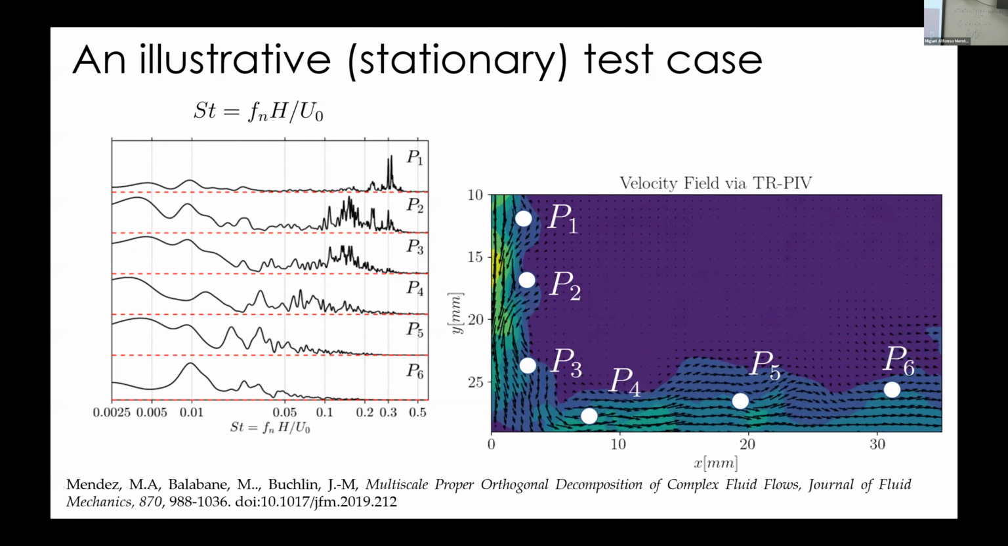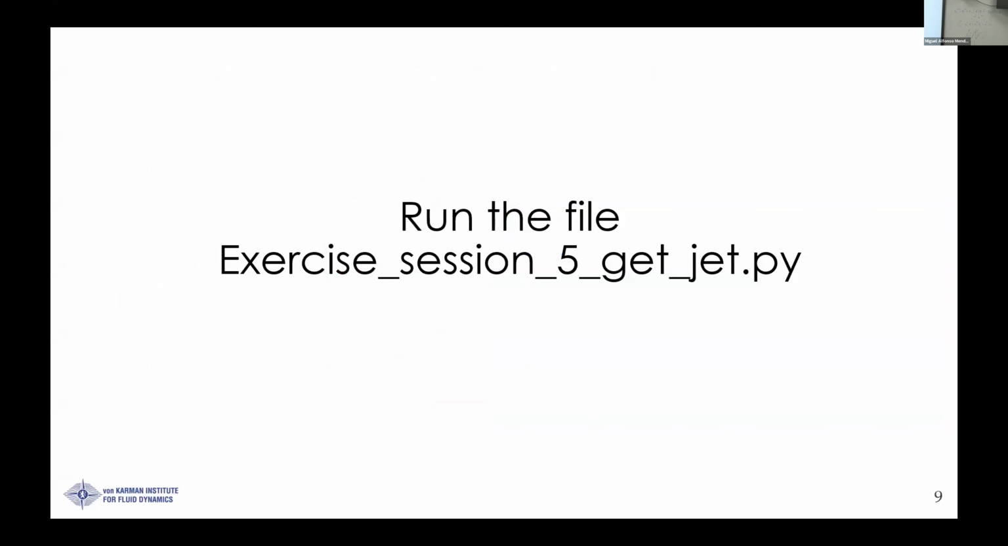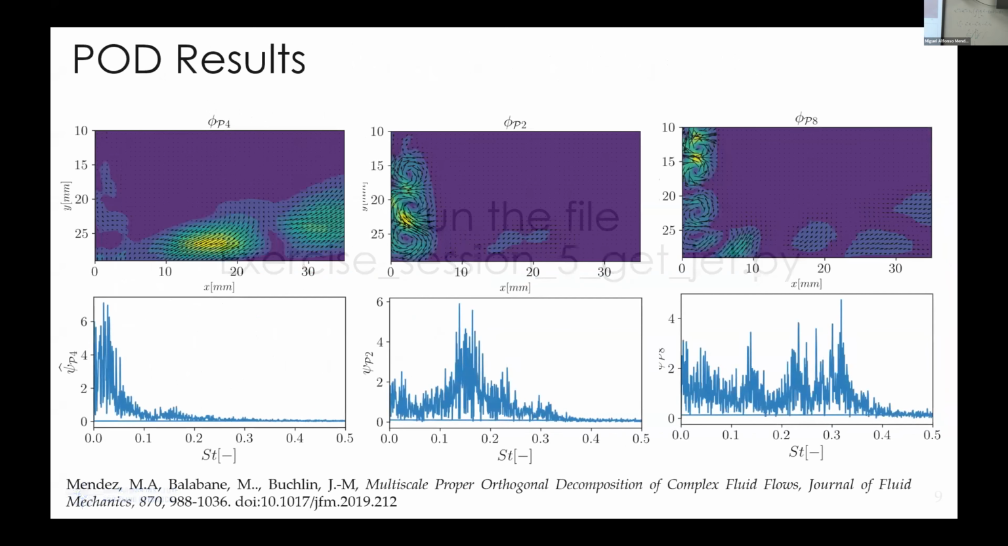If you do the POD of that, and this is in exercise 5, you will observe this. I'm not showing you, to be fair, the leading modes, but I'm showing you some modes where you have a tremendous frequency mixing. So for example, if you look at this structure, this is a structure which is supposed to have a frequency somewhere around 0.15, but it also has much more, also very low frequency content.